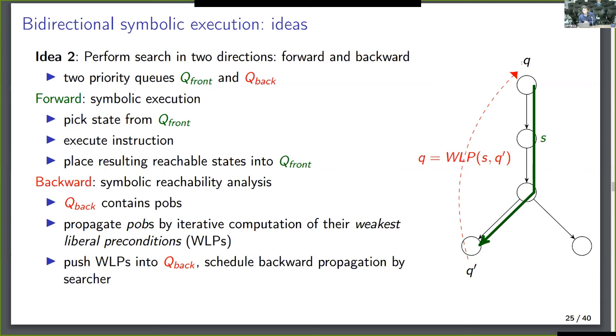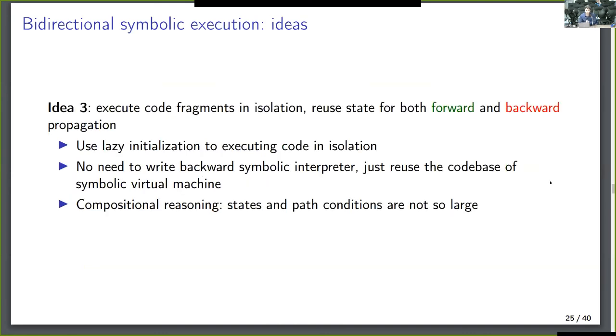So as you can see, here already we have some insight that we should obtain states from the middle of the program. If somehow we manage to symbolically execute the program from the middle and approach the proof obligation, we might backward propagate this proof obligation back to the starting point of this state through one concrete branch. And the third idea is to execute code fragments in isolation and reuse the obtained symbolic states for both forward and backward propagation. So the obtained states will speed up both propagations, optimizing our bidirectional symbolic execution a lot.